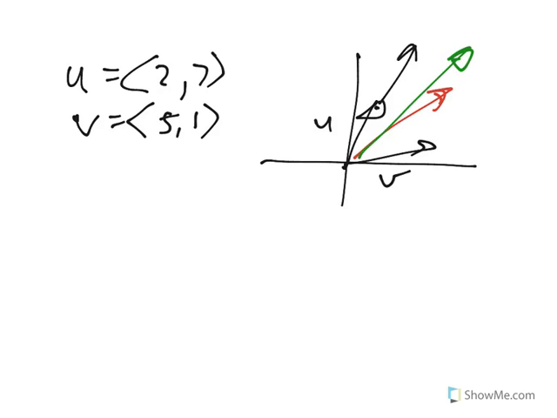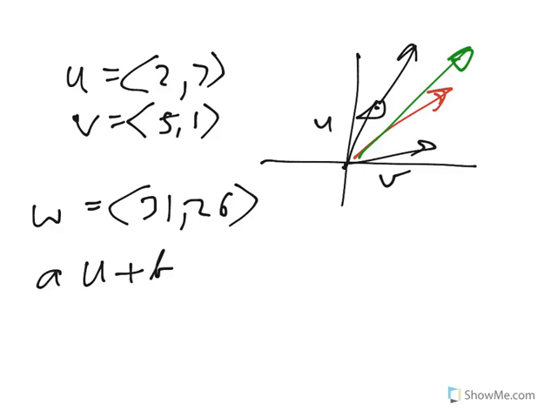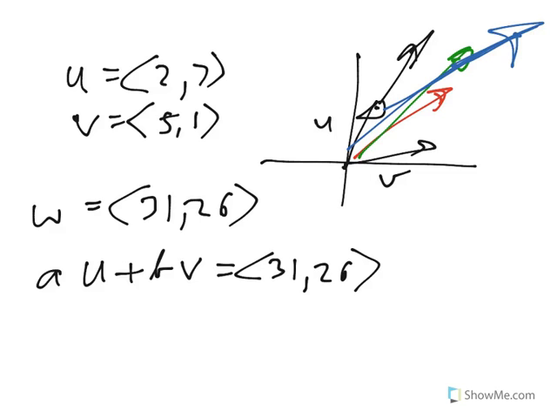Well, the question is, can I somehow get vector 31, 26 as a linear combination of these other two? In other words, is there an a and a b so that au plus bv is equal to 31, 26? So 31, 26 is maybe some big vector over there. Is there some number of these, maybe fractional, or some number of these that somehow together creates that? And the answer is yes, there always is a way to do that, and here's how it works.